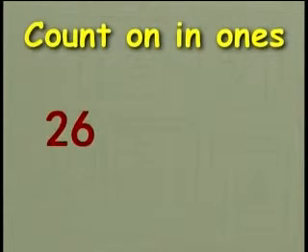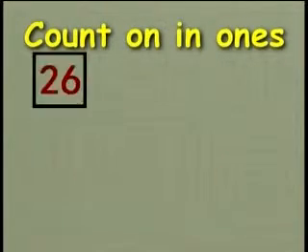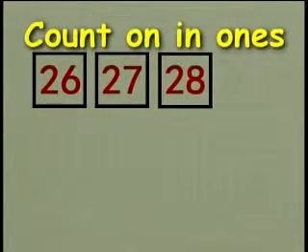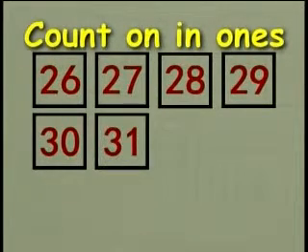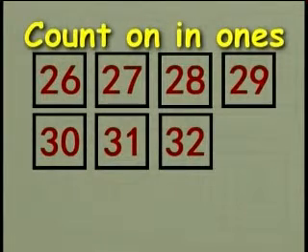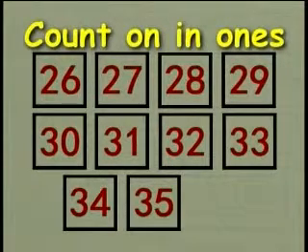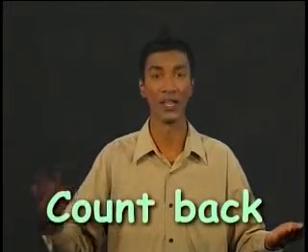We'll start by counting on in ones. Let's count from 26 to 36. The numbers will be 26, 27, 28, 29, 30, 31, 32, 33, 34, 35, and 36.